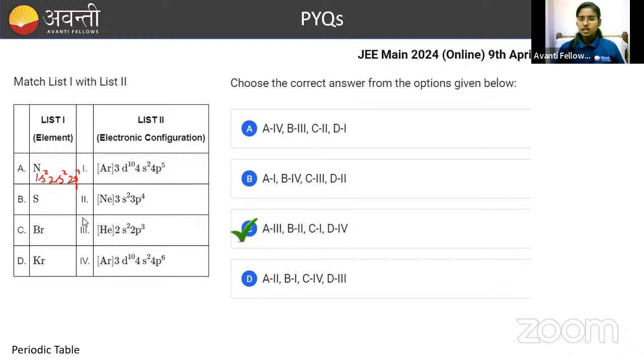Now let's discuss it so that others can also understand. Here 1s2, 2s2, 2p3 is the electronic configuration of nitrogen, where 1s2 is the electronic configuration of helium. So instead of writing 1s2, we can write helium with the outer electronic configuration of nitrogen as 2s2 and 2p3. That's why A is going to 3. Next, coming to B, sulfur. Sulfur belongs to which group? Can anyone tell me the group number of sulfur?